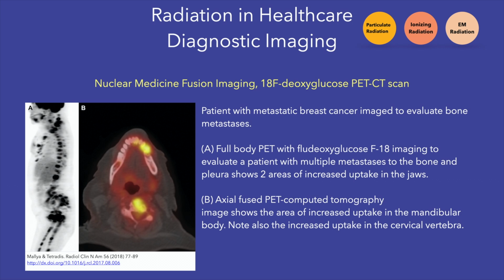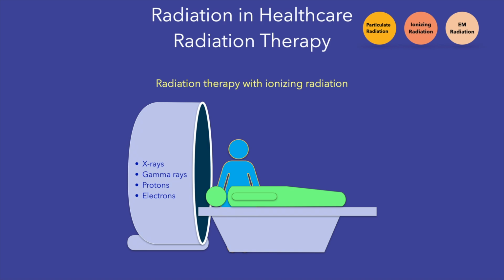More advanced techniques will fuse functional and morphological imaging. The example demonstrates a patient with metastatic breast cancer that was imaged to evaluate bone metastases. Areas of hypermetabolic activity within the bone are identified using nuclear medicine imaging and superimposed over the morphology provided by a CT scan. Beyond diagnosis, radiation has therapeutic applications.